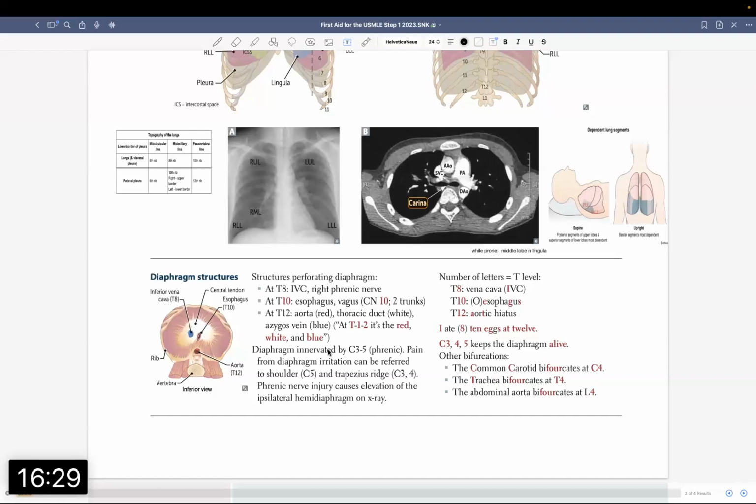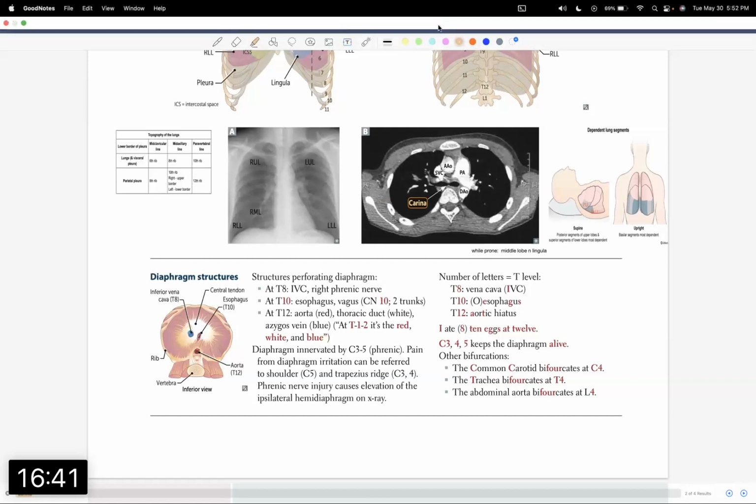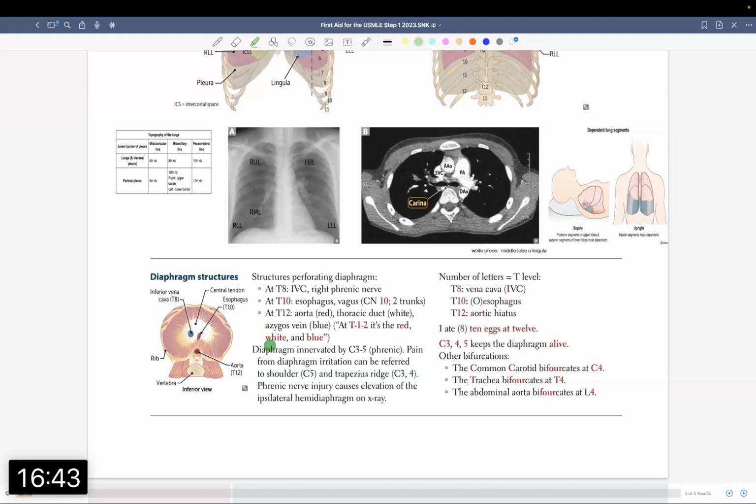Pain from the diaphragm irritation can be referred to the shoulder. That's a question. So that's C5, and the trapezius ridge, C3, C4. Phrenic nerve injury causes elevation of the ipsilateral hemidiaphragm. Yeah, that's usually described in the question stem. So one more time: diaphragm innervated by C3 to 5 phrenic. Pain from the diaphragm irritation can be referred to the shoulder, so C5, and the trapezius ridge, C3, C4. Phrenic nerve injury causes elevation of the ipsilateral hemidiaphragm on X-ray.